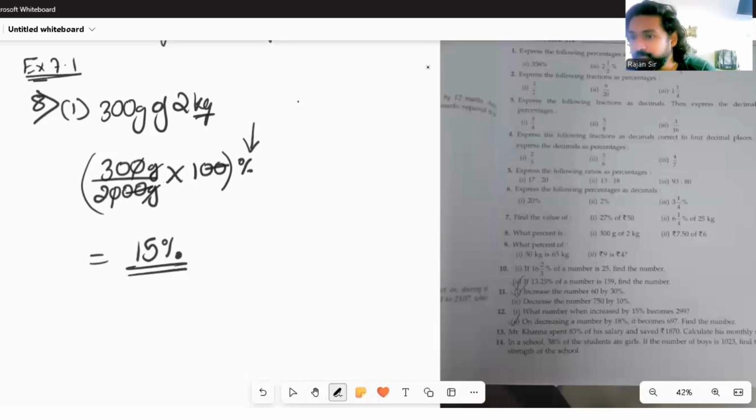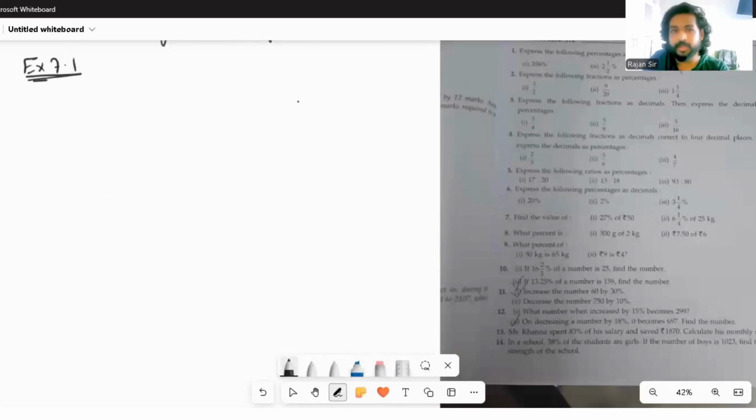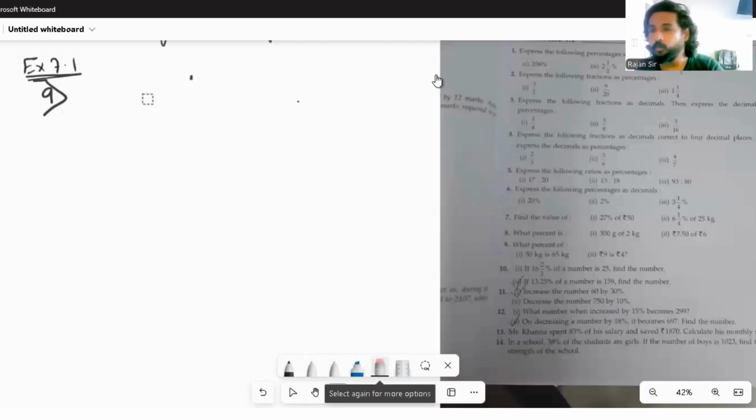Okay, you can try the next one by yourself, not an issue. I'm going for the next part. So 9th question. What percent of 50 kg is 65 kg? Try reading it. What percent of 50 kg is 65 kg?